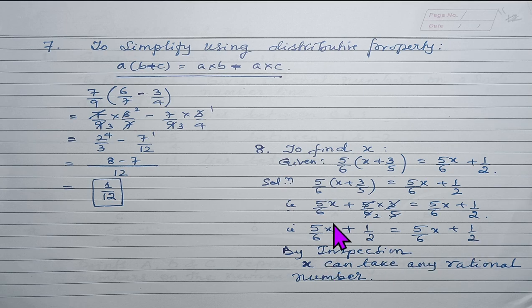So by inspection we find that x can take any rational number, and that is the value of x. So x can take any rational number here. Put any rational number for x, LHS will be equal to RHS. So that is the answer for that.